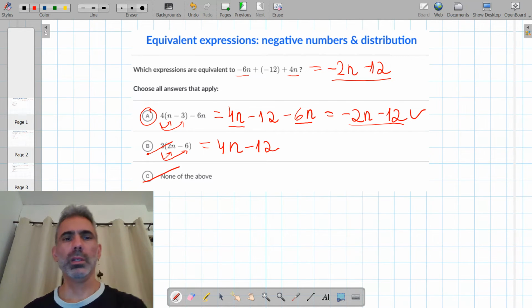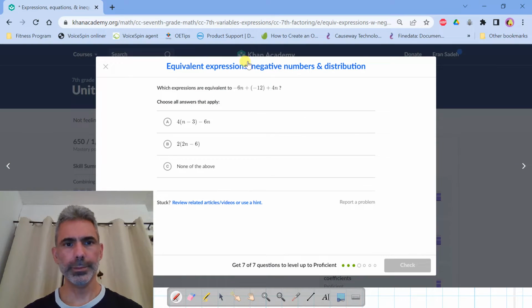Okay, so C is incorrect because we found that A is good, so only A.